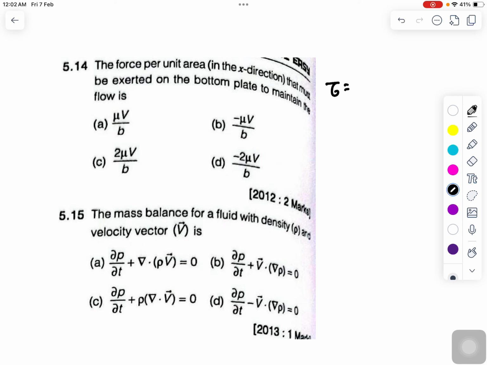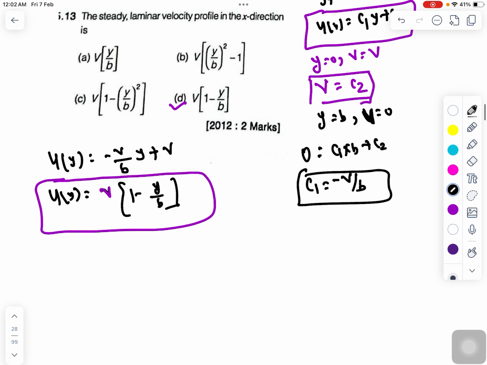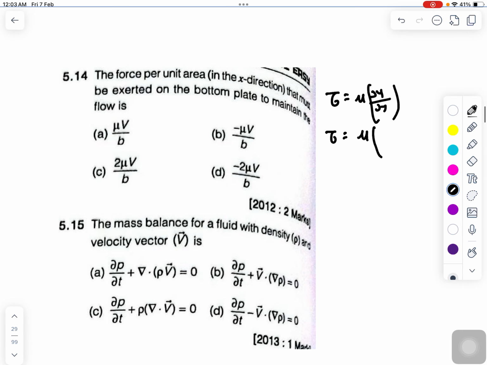Tau equals mu del u by del y at the bottom plate. So tau equals mu, and what is del u by del y? So del u by del y equals minus v divided by b from there. So I can write minus v divided by b. So the force per unit area is equal to minus mu v divided by b. So from here, your option B will be your correct answer.